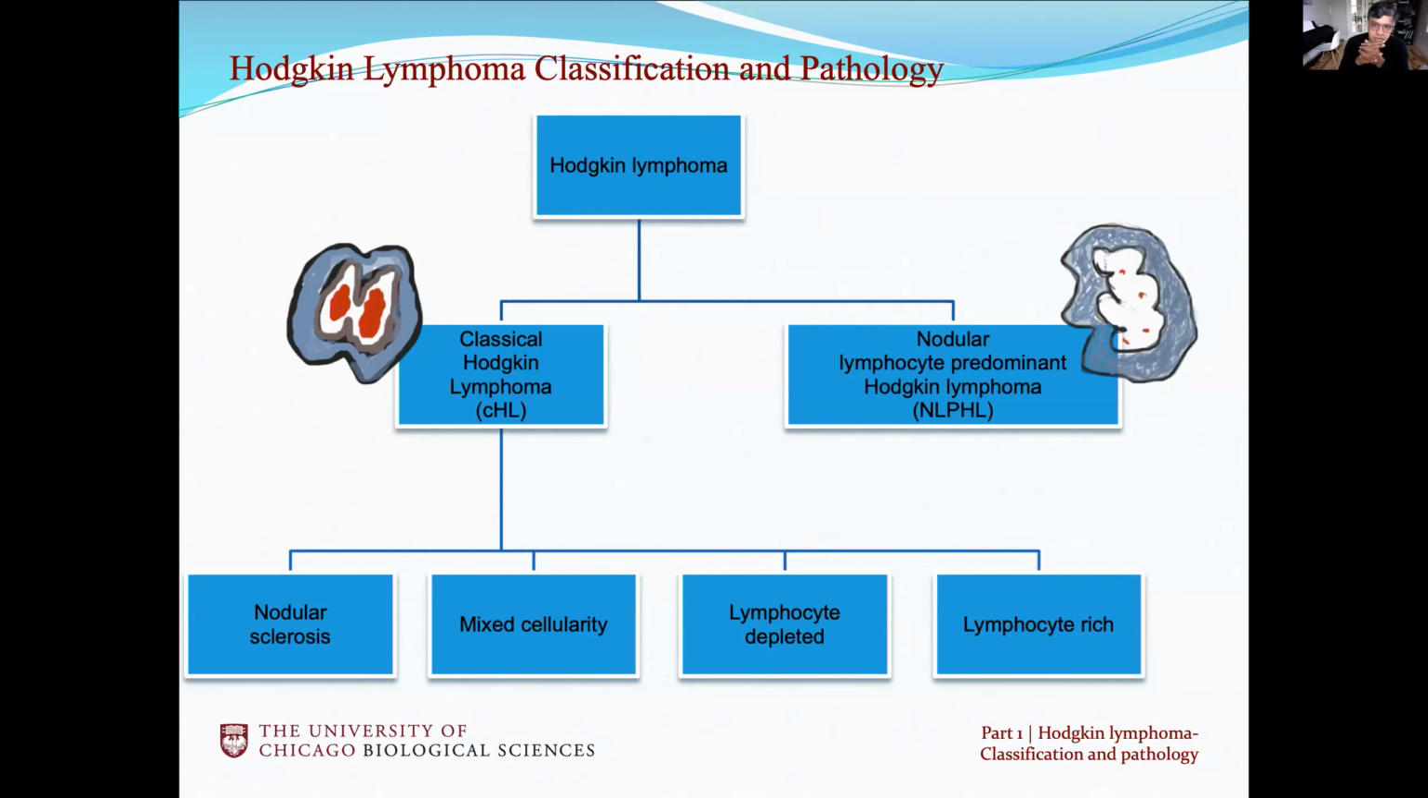Lymphocyte depleted Hodgkin is less and less frequent these days because many cases of lymphocyte depleted Hodgkin that people were calling out earlier actually turned out to be anaplastic large cell lymphomas, which are T-cell lymphomas. And the only lymphocyte depleted that we tend to keep within the realm of Hodgkin are the ones that tend to be EBV positive, and sometimes they occur in the setting of HIV. So there is some commonality between mixed cellularity and lymphocyte depleted in that respect.